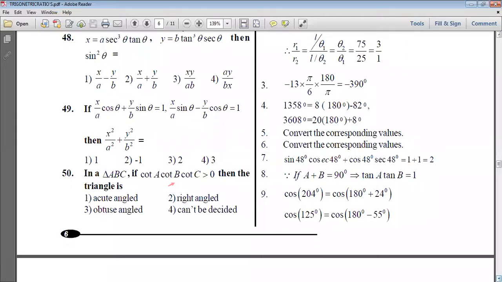Option third. Okay, good. Now look at the 50th problem. In a triangle ABC, if cot A, cot B, cot C is greater than 0, then which triangle does it represent? Acute angle, right angle, obtuse angle, or we can't decide.